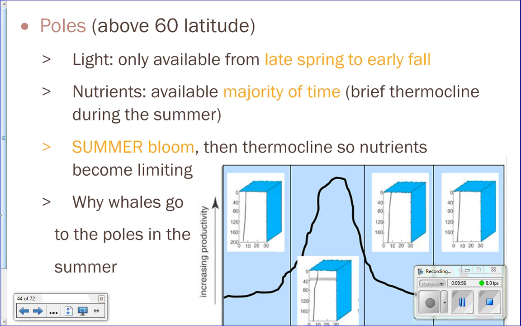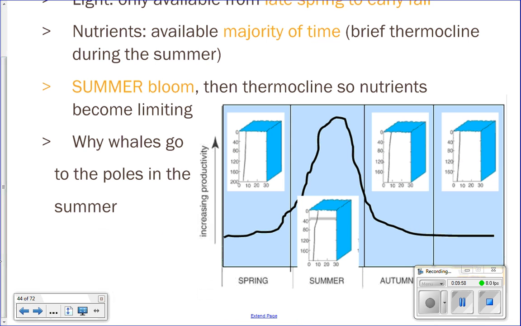You can draw this the same way that you would draw the other one, with your seasons along the bottom and your population size, and then you get a big increase in phytoplankton during the summer. You see that? So, big increase.